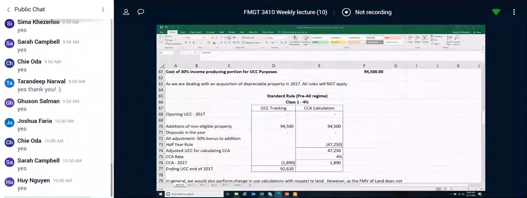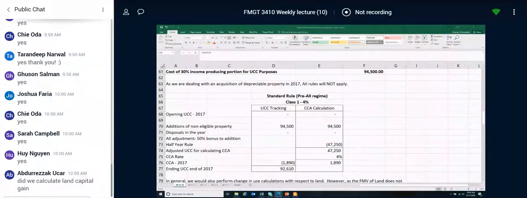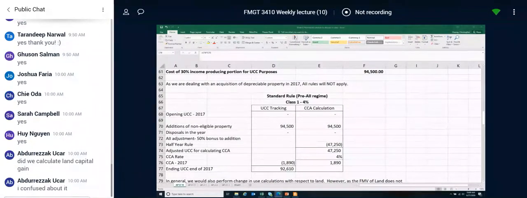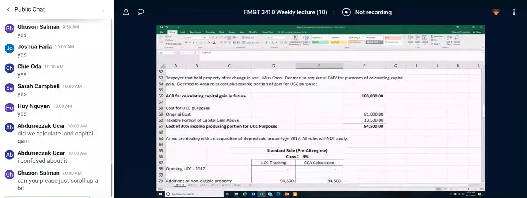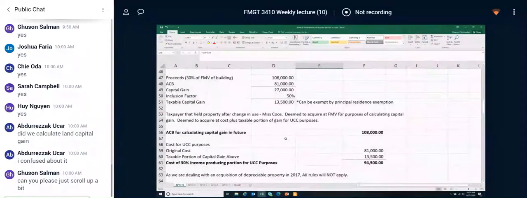Because this is key, right? This is the whole point. If you don't get this part, you're going to be totally confused on change in use. Well, there's that. Remember, the land did not change in value. Right? The land did not change in value.